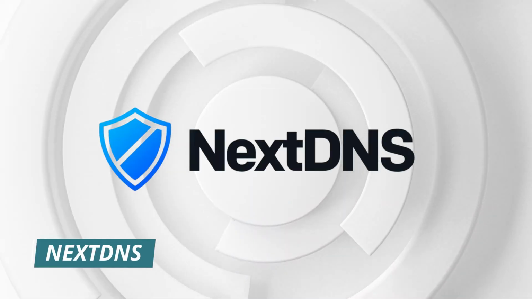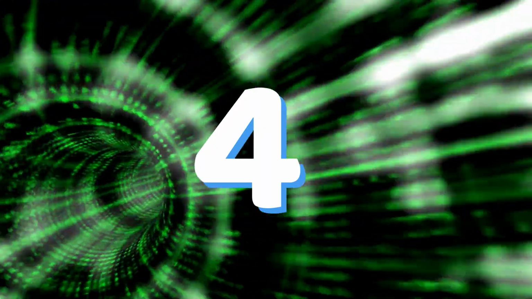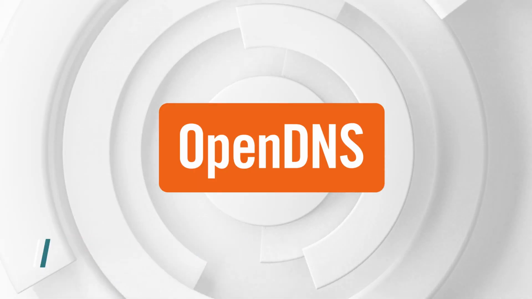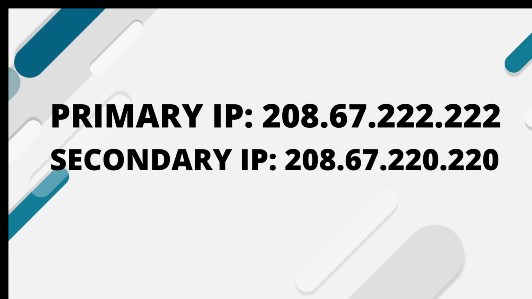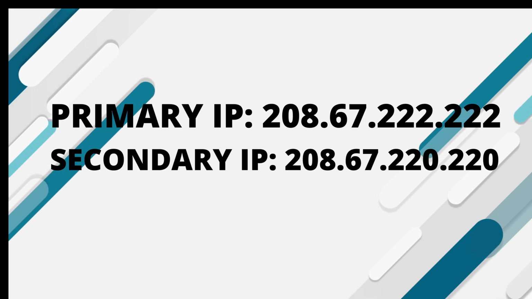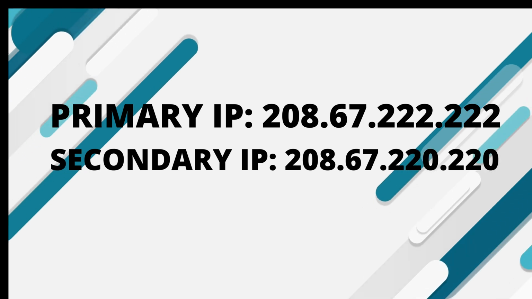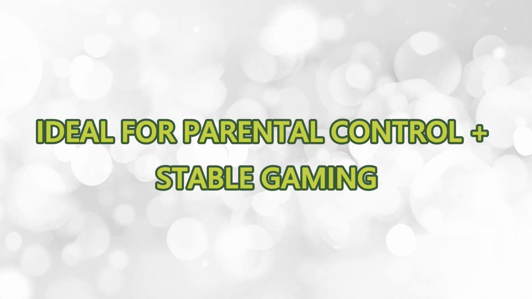Number 5. NextDNS. Customizable DNS with anti-tracking and ad blocking. Note, requires account for full setup. Number 4. OpenDNS by Cisco. Primary IP 208.67.222.222. Secondary IP 208.67.220.220. Ideal for parental controls plus stable gaming.